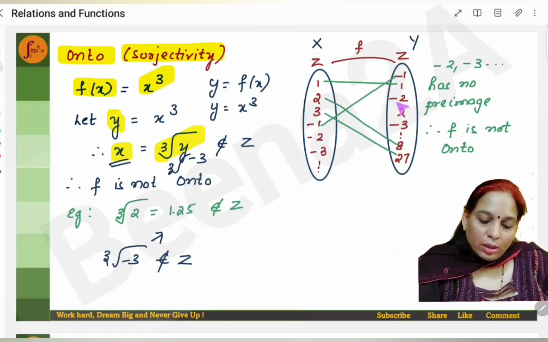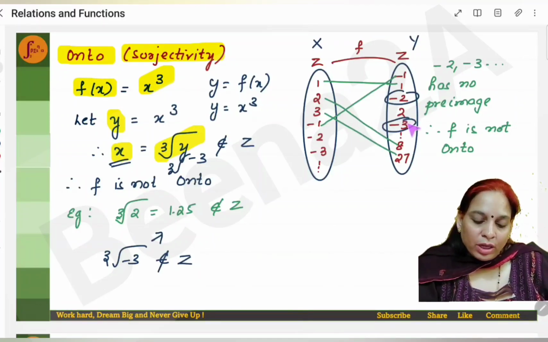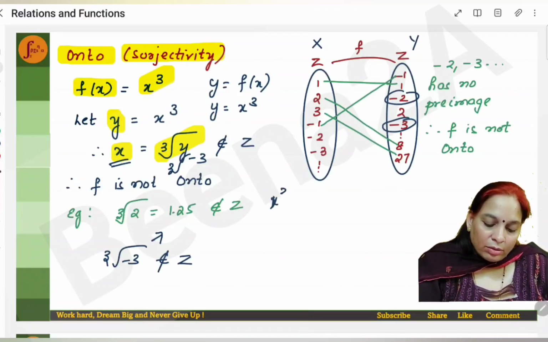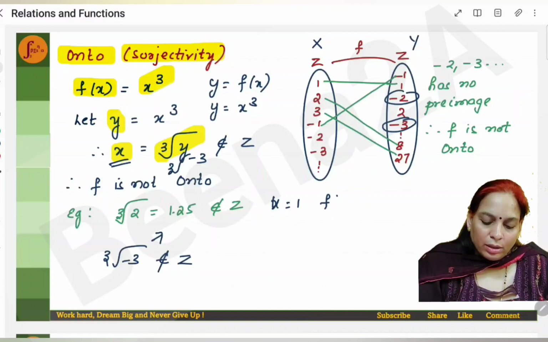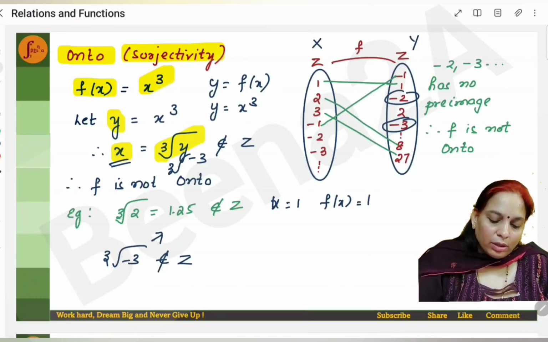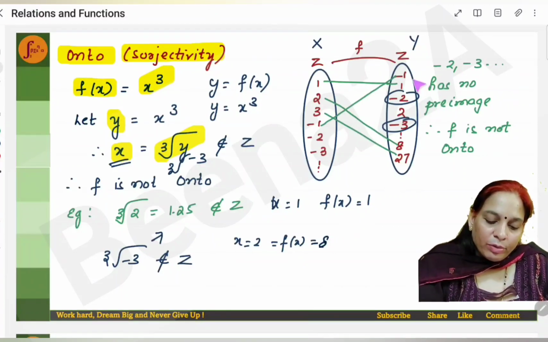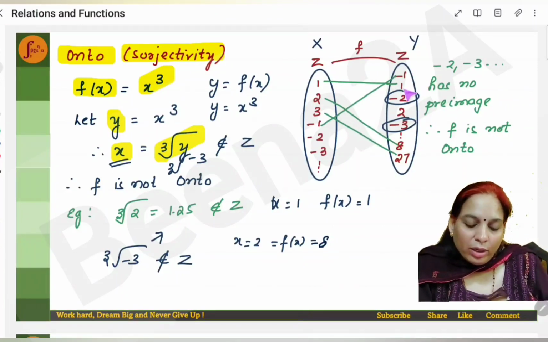You can also say minus 2, minus 3, these numbers don't have any pre-image, right? Because if I take x is equal to 1, then f of x is equal to 1. If I take x is equal to 2, then f of x is equal to 8. Now between 1 and 8, there are so many numbers, minus 1, minus 2, plus 3. None of these numbers will have any pre-image here.